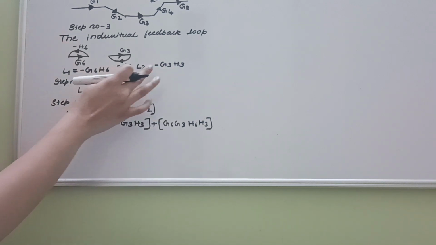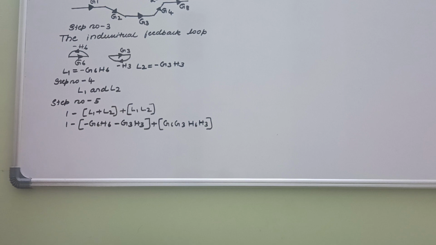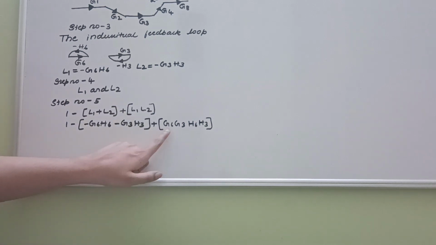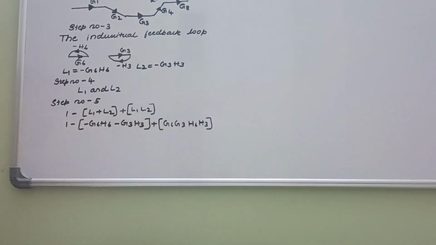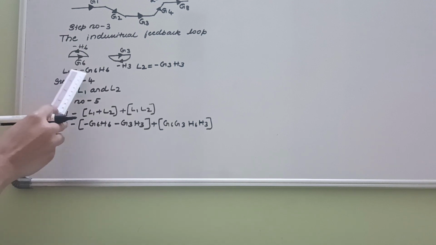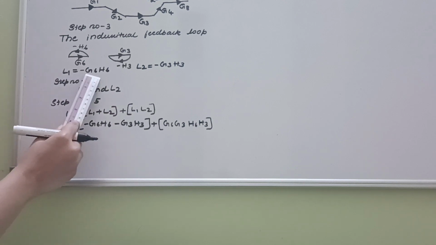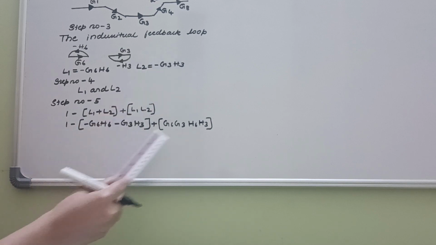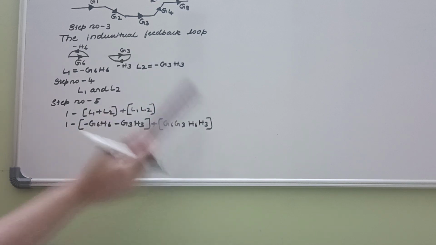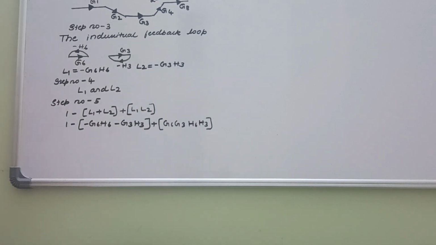So this minus and minus, if you multiply, it will become equal to plus, so it is nothing but G6, G3 and H6, H3, right? I guess you know the logic, minus of minus is plus. So the minus of this particular and the subtraction of this particular gets multiplied and becomes addition. And this G6, H6 and G3, H3 will become G6, G3, H6, H3, right? This is one thing.